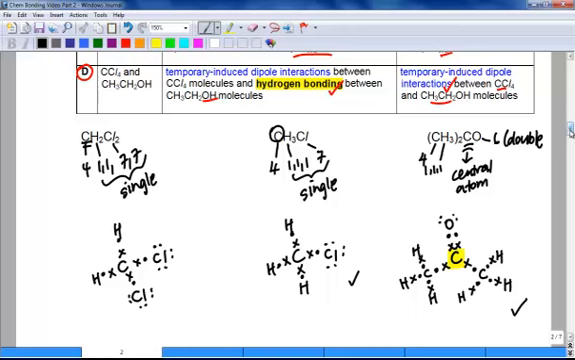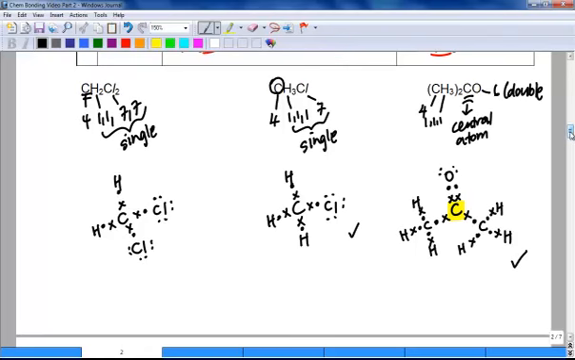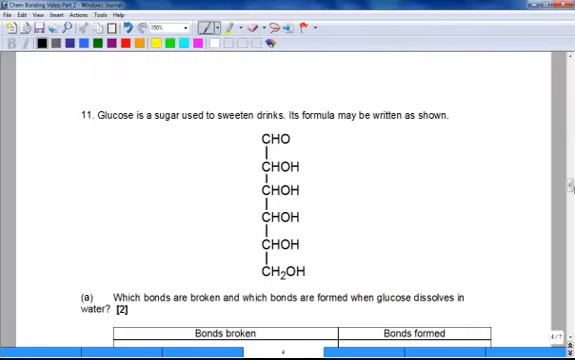Moving on from here, let's look at another solubility question. For question 11, they talk about glucose dissolving in water. The glucose molecule is given to you, and they ask which bonds are broken and which bonds are formed when glucose dissolves in water. Well, this simply is just the overall view that we went through for dissolving, which is this.